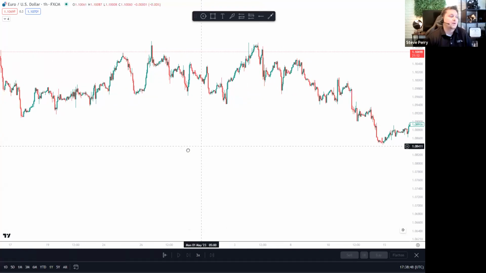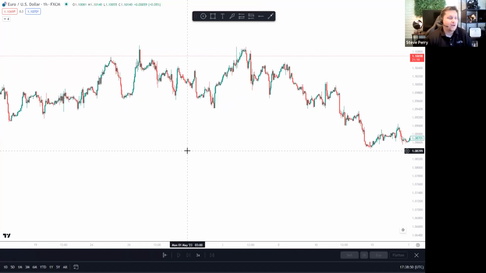If you live in California, you're going to have to get up at 5 a.m. because that's when the market opens for New York.